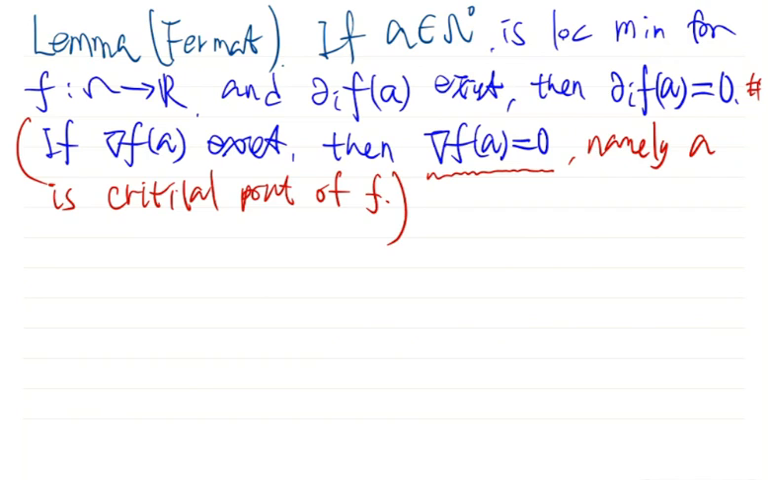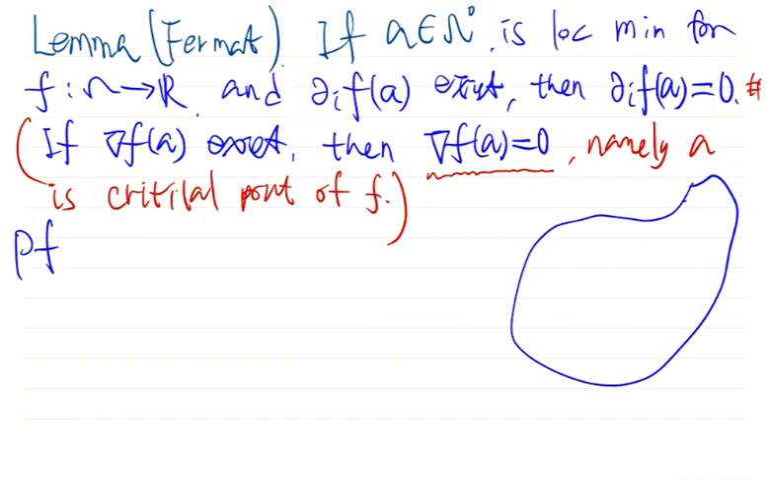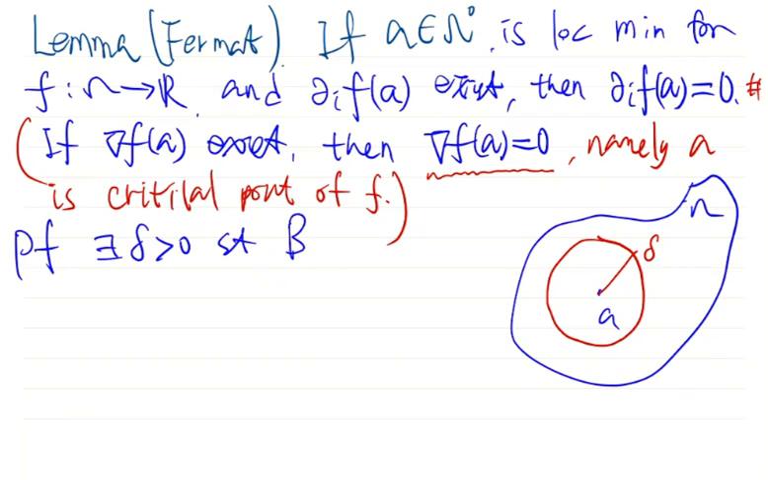Now we prove this lemma. This is a generalization of the one-dimensional case we learned in single variable calculus. Okay, so we draw a picture to help us. This is omega, and A is here. A is an interior point, so there is a delta positive such that the delta neighborhood of A is contained in omega.